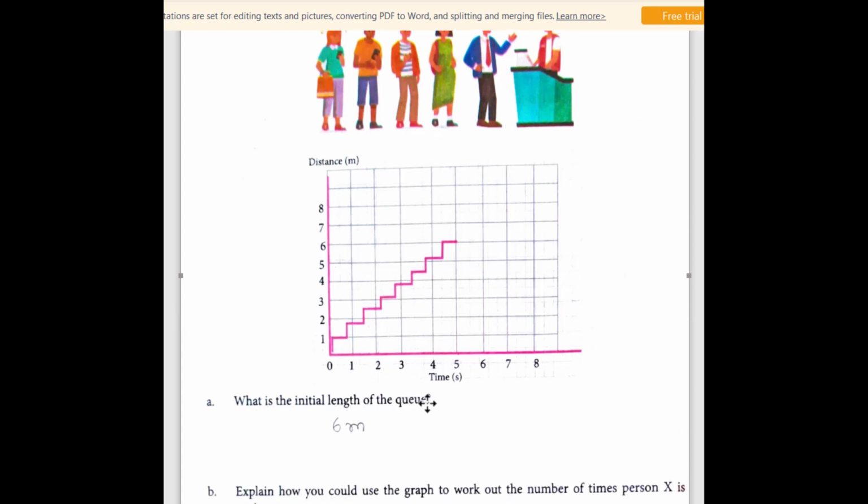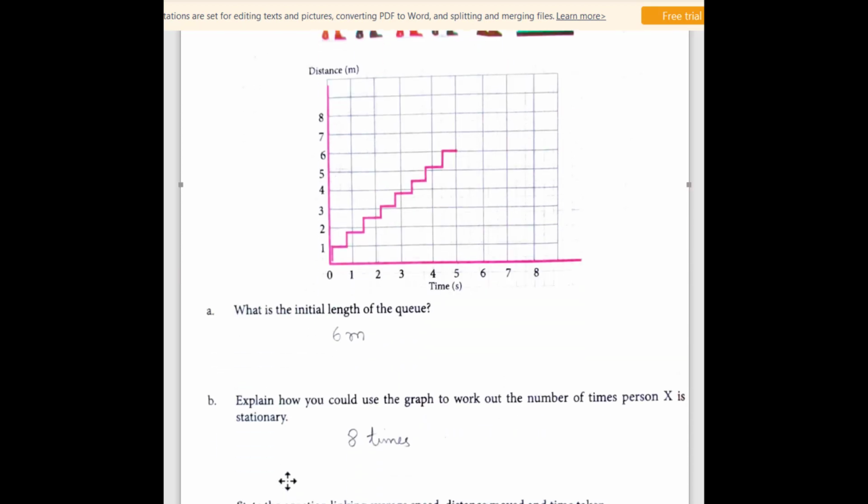What is the initial length of the queue? You have to draw a line here. If you draw a line here, then you will get 6 meter. That is the answer. The initial length of the queue will be 6 meter. Look at the graph and then you can count and write the distance. Explain how you could use the graph to work out the number of times person X is stationary. The horizontal straight line shows the person is in a stationary state.